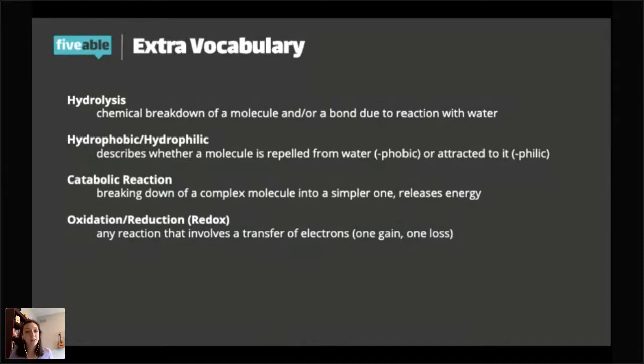So you have hydrolysis, which is the chemical breakdown of a molecule and/or bond due to a reaction with water. You'll get a visual of this in a little bit, but essentially if a bond is broken, you would need to add water because it needs those extra hydrogen and oxygen atoms to complete that separation.